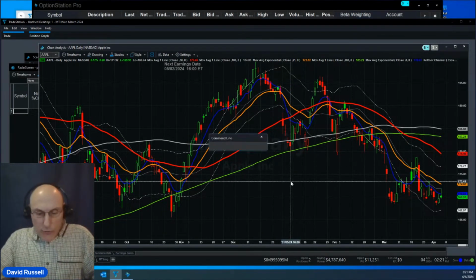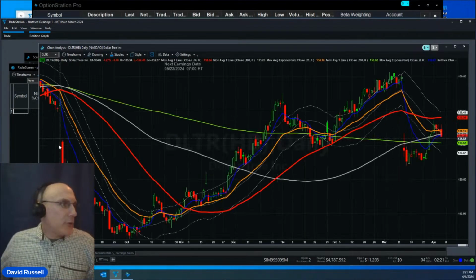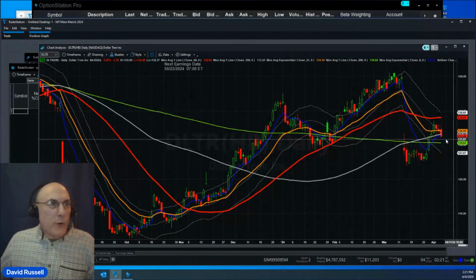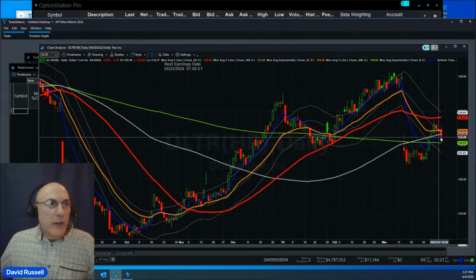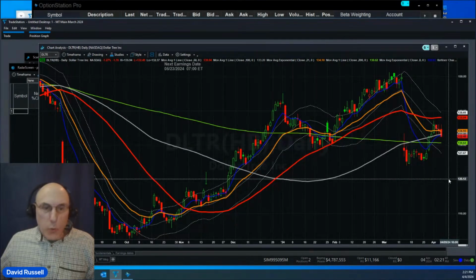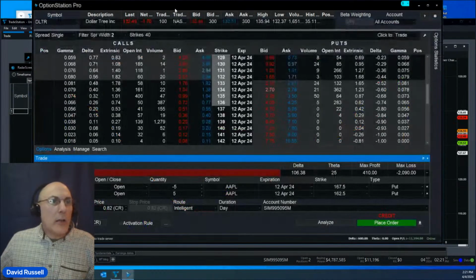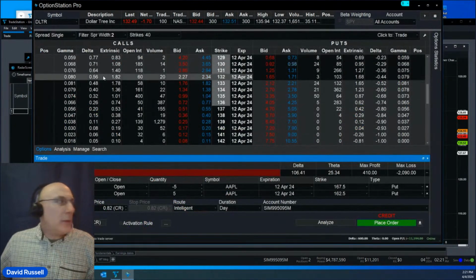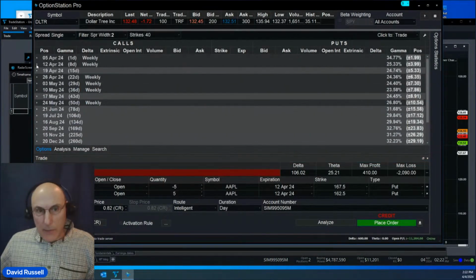Now, Dollar Tree, on the other hand, with this bad earnings report here, it's interesting to me to look at something like this because the stock here is right above 130. So this is 130 right here, and this is 120 right there. That move is not particularly large, but if we look over here on our Option Station Pro, and we look to the month of May, now this is not a potential credit spread.